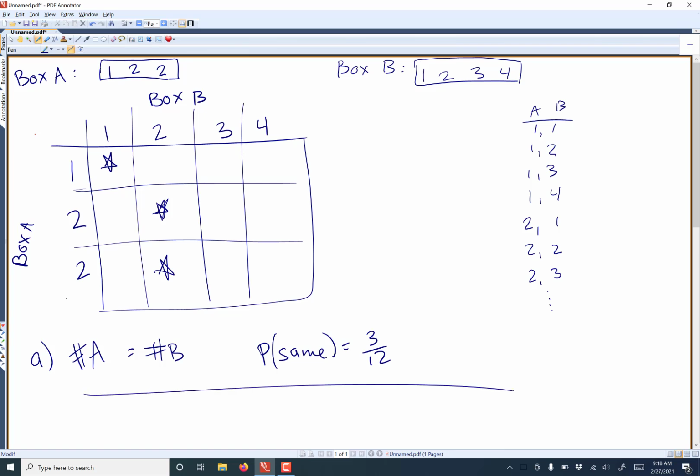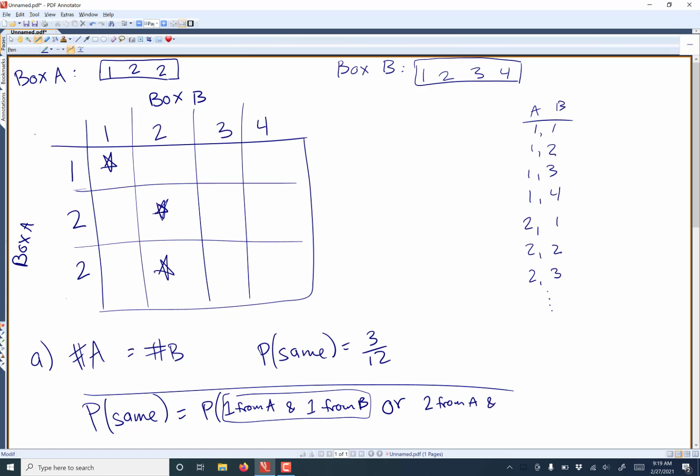I can also do it using our rules of probability. So the probability that they're the same is going to be equal to the probability of, well, think about it, how are you going to get things that are the same? You could get a 1 from A and a 1 from B. That's my first possibility. Or, what else could you do? You could do a 2 from A and a 2 from B. So that's my second way that I can do this.